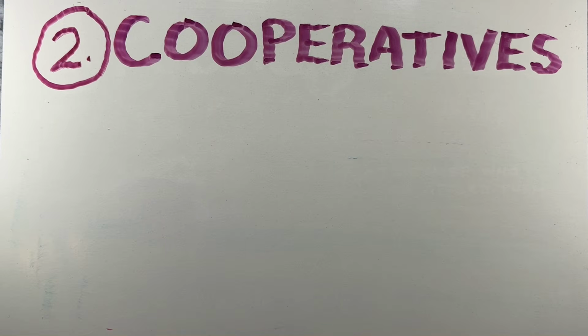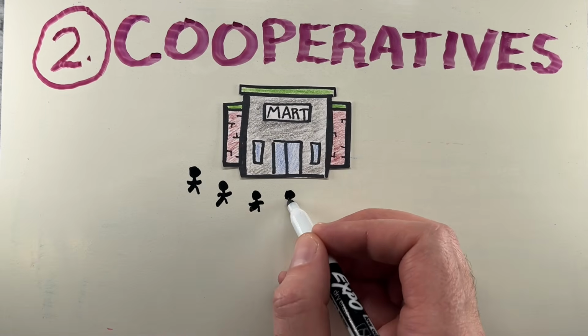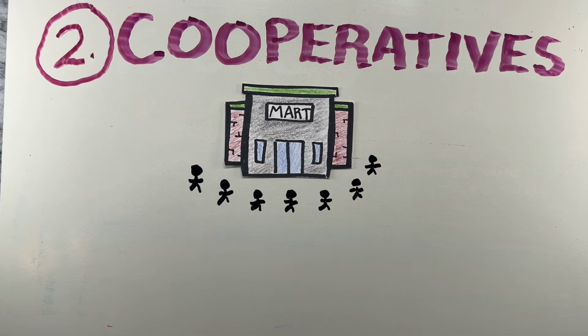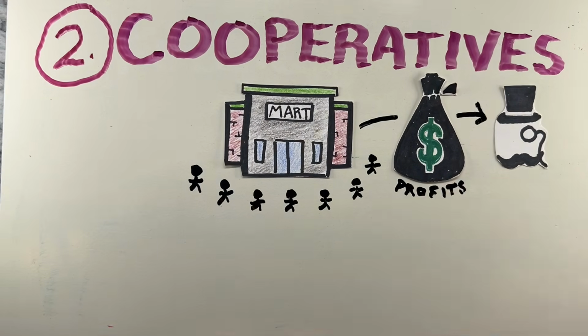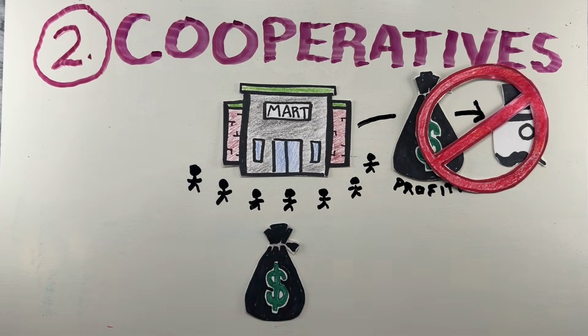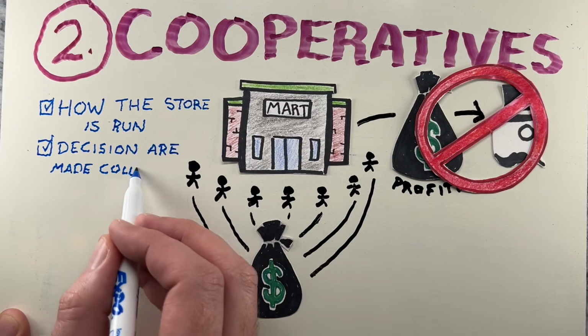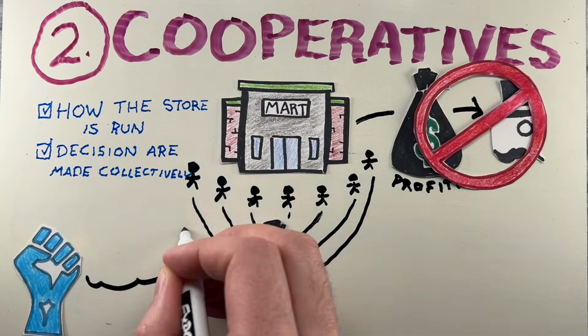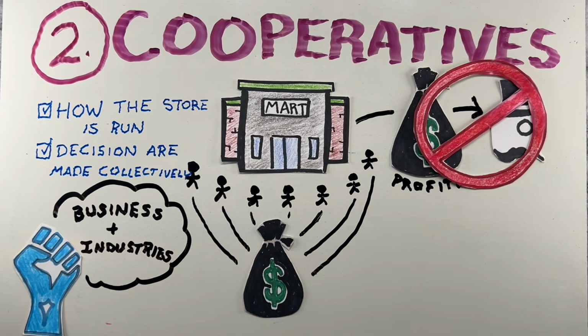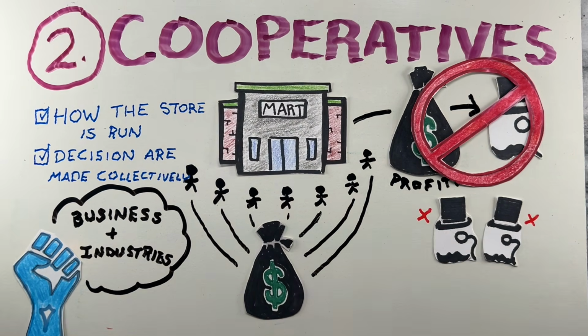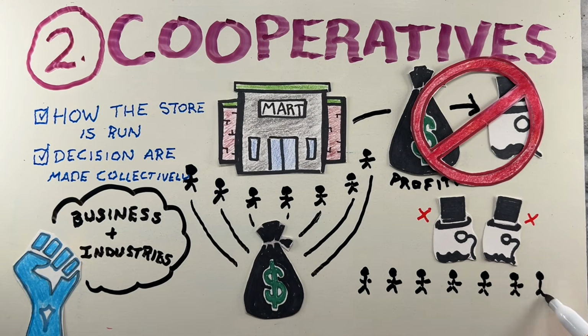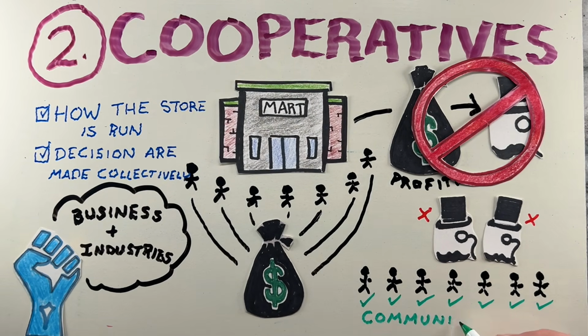Next is cooperatives. Imagine a grocery store owned by the workers who work there. Instead of the profits going to a single owner or shareholders, the profits are shared among the workers. Everyone has a say in how the store is run, and decisions are made collectively. This is similar to how socialism envisions businesses and industries. Instead of being owned by a few people at the top, they're owned by the workers or the community as a whole.